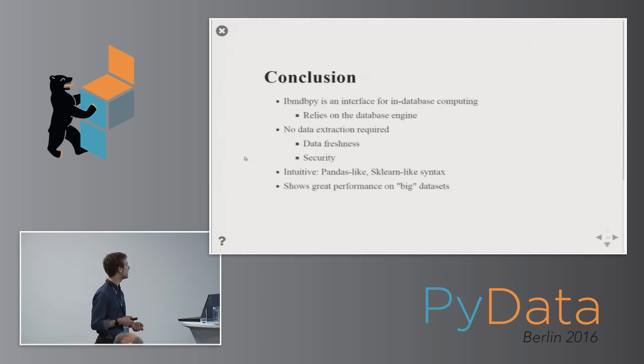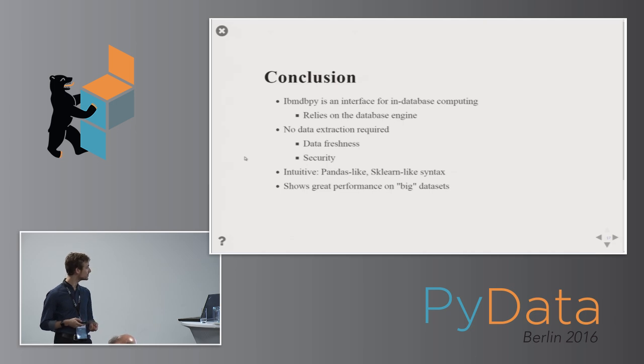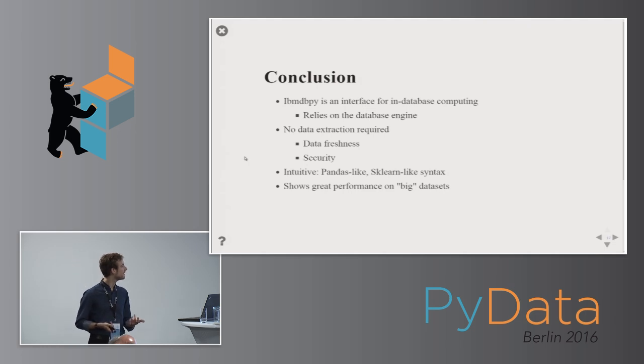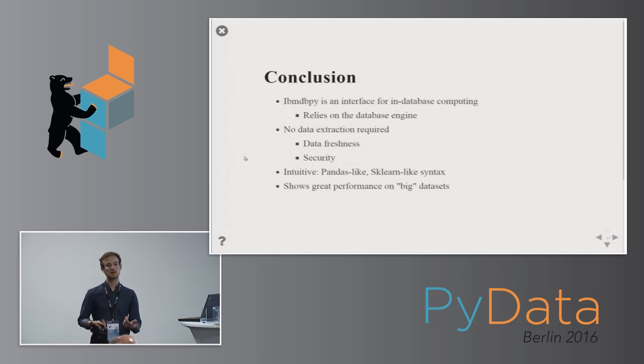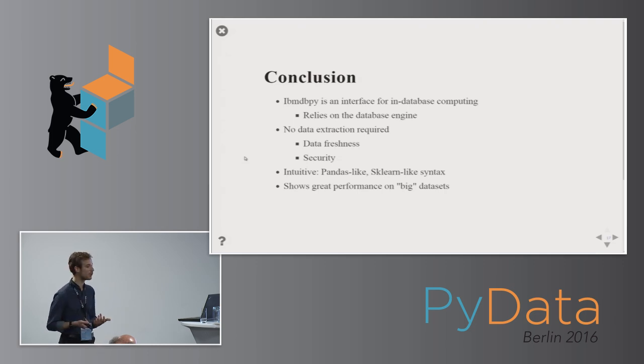So now I'm going to go for the conclusion. IBM DB2 is an interface for in-database computing, and it relies just on the database engine. What is interesting here, I think, is that it really doesn't matter how powerful your workstation or computer is. I could do that with very minimal, very simple hardware, like maybe a Raspberry Pi or something even smaller.